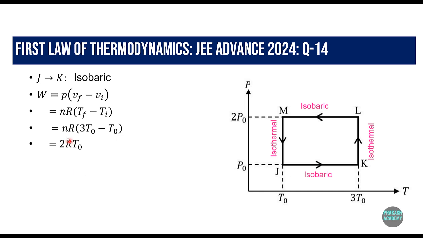And number of mole is 1, so this becomes 2 times R times T naught. So that is 2R T naught.